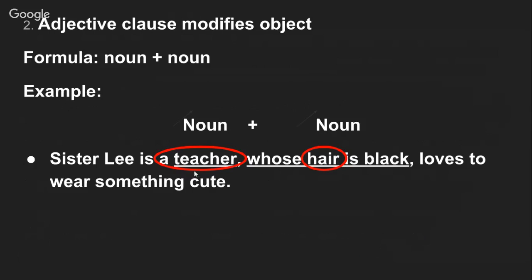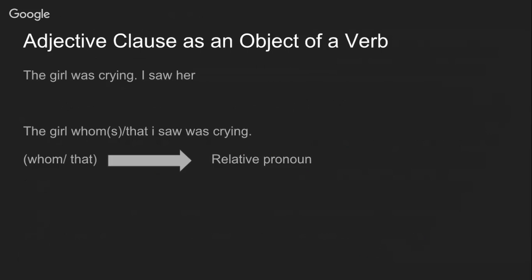Okay, so Sisterly is a teacher. So a teacher is a noun and comes after the marker whose. And after the marker, we find another noun, which is hair. So noun plus noun. So it means adjective clause modifies object because it modifies a teacher. Yeah. It comes before and after marker. It explains about a teacher. Okay. Next one.